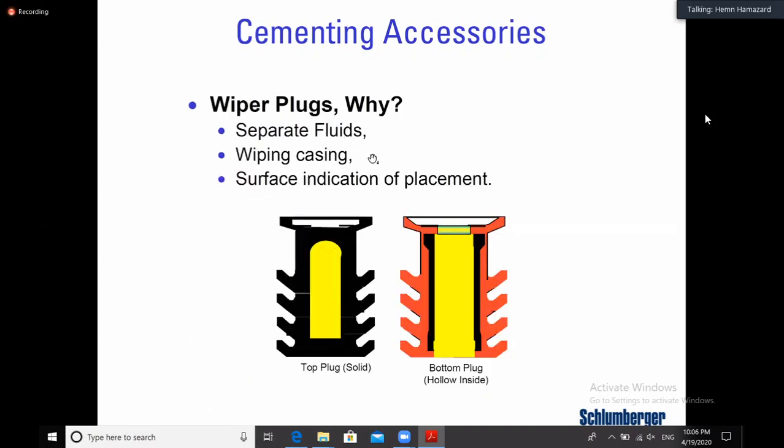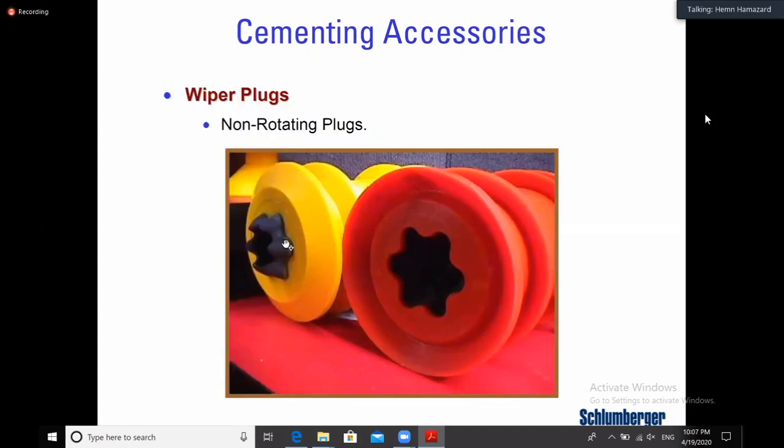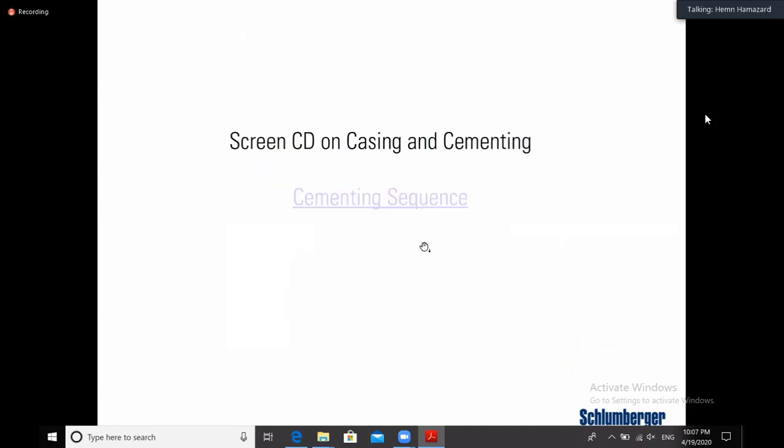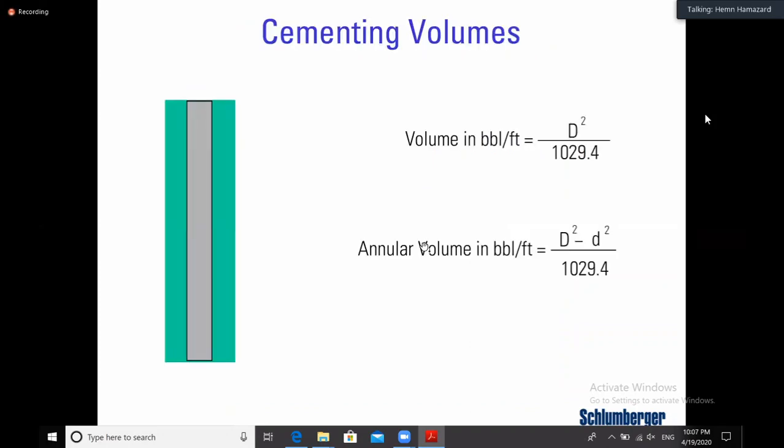These are the wiper plugs. I will discuss these wiper plugs. Basically, they are just to wipe the casing from any cement, and also to separate the cement from the normal fluid. These are the real pictures of the plugs. From the color, you can know one is the upper plug and the other one is the bottom plug. These are about the cementing.